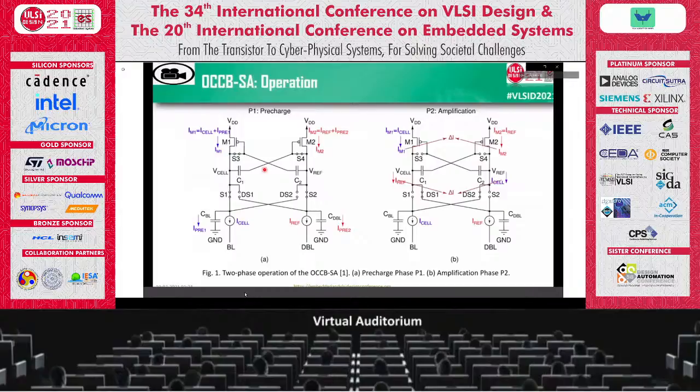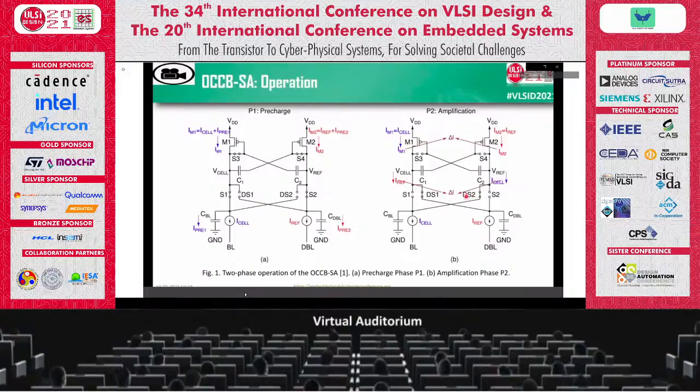Despite the process variation in M1 and M2, current IM1 and IM2 becomes ICEL and IREF after enough precharge time. At the end of P1, cell voltage V cell and reference voltage V ref are stored in capacitance C1 and C2 respectively. In the amplification phase, the four switches S1 to S4 are turned off while two double sensing margin switches DS1 and DS2 are turned on.